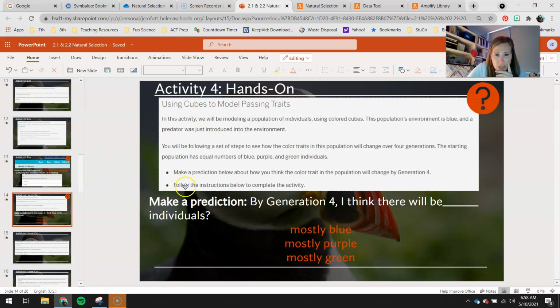Okay, follow the instructions completely. So if we have 4 generations of these populations, how do you think they change? Remember that their environment is blue. So do you think that the individuals by generation 4 will be mostly blue, mostly purple, or mostly green?